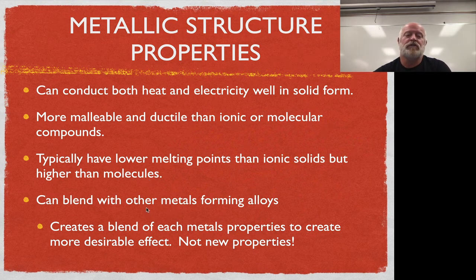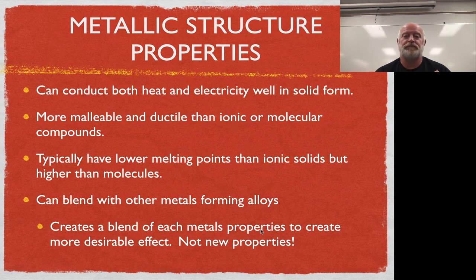And one thing that metals can do is blend with other metals to form alloys, okay? So you can take copper and nickel or copper and zinc and make brass and bronze and other different types of alloys, okay? One thing to make a note of: when you're looking at this idea of forming alloys, we're going to create a blend of those properties between the two metals, okay? So you're taking the metallic properties of copper, the metallic properties of zinc, and putting the two together, and as a result, we're going to get brass.